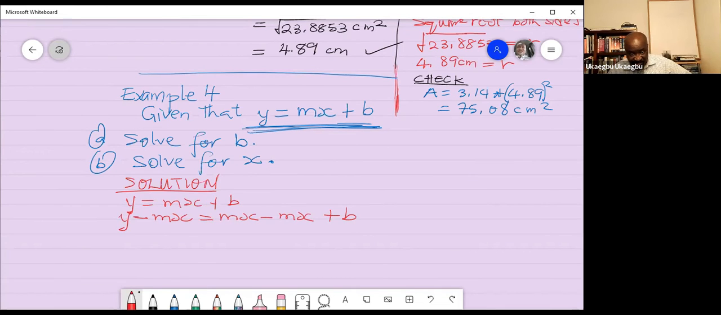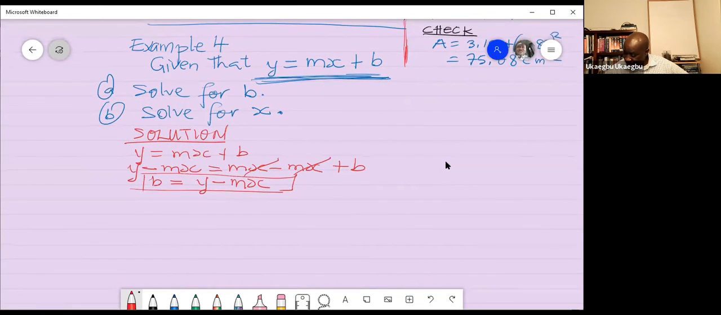So now on the right side, any number minus itself is 0. So this crosses out. So you are left with b equal to what? Y minus mx. So this one is correct. So if you got y minus mx as your solution, that's correct.